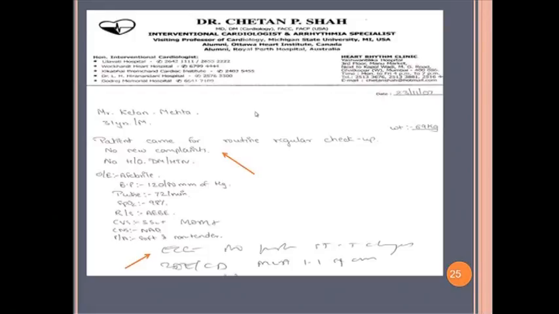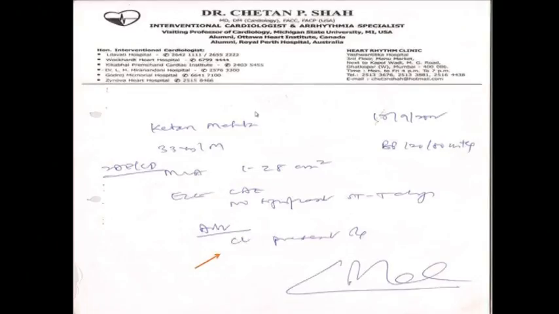We did a repeat echography on 23/11/07, and you could see that the mitral valve aperture had increased from 0.8 to 1.1 square centimeter. That's within 1.5 months of homeopathic treatment. At the end of 2 years, the mitral valve aperture had become wider, to 1.28 square centimeter.